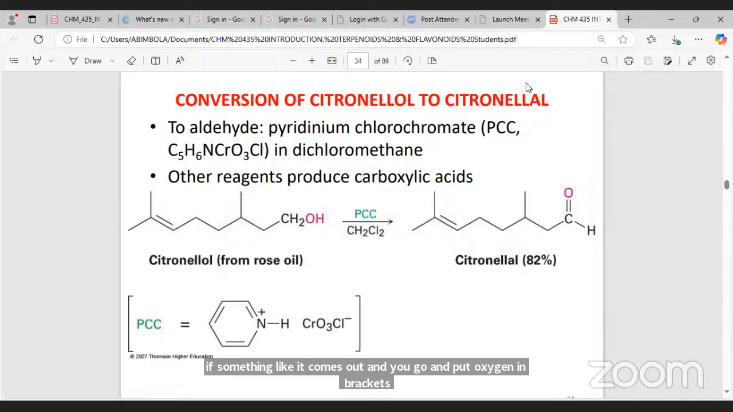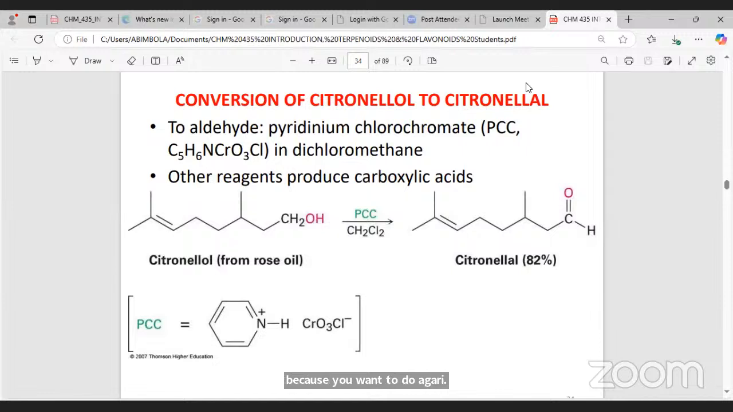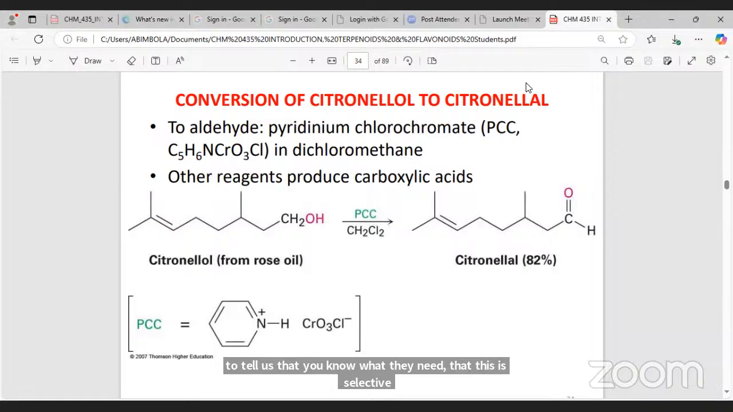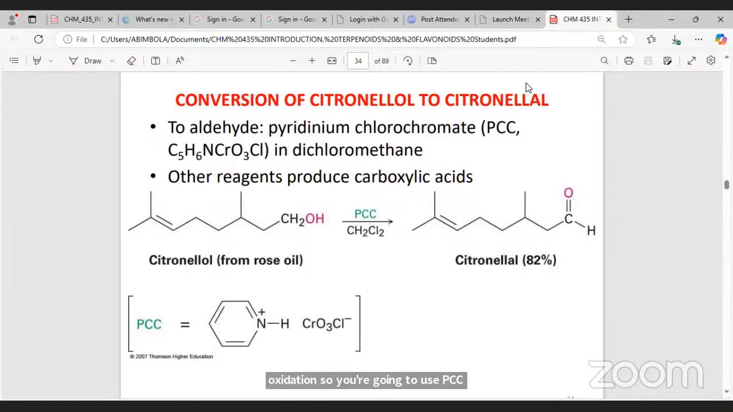Because you want to do this, you have to tell us that you know what you're dealing with, that this is selective oxidation. So you're going to use PCC in DCM. Nobody expects you to write the structure of PCC, but you should understand what PCC contains. The most important thing is to understand that whenever I'm doing selective oxidation, I don't want my alcohol to form carboxylic acid, because a primary alcohol under oxidation forms carboxylic acid. So when my target is not to end up in carboxylic acid, I do selective oxidation.